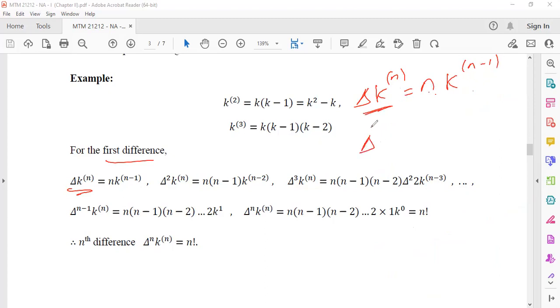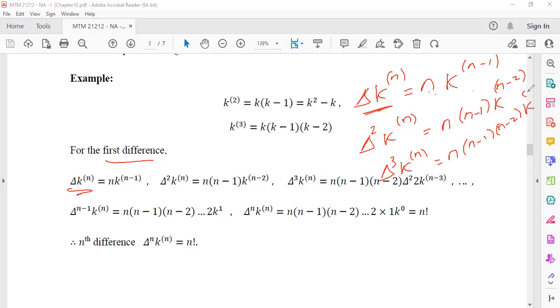Similarly, if you are taking the second difference, it will come like n into n minus 1 times K one less than this, n minus 2. Similarly, delta 3 Kn will be, what is that? You already know the answer now. So we are taking one power down and the power is less by 1. It's like a difference, like a differential equation.